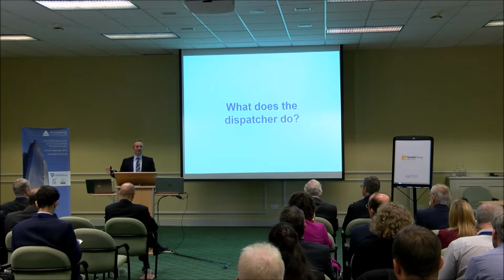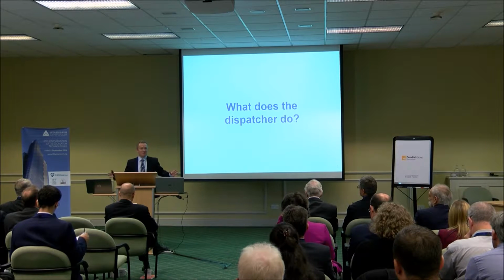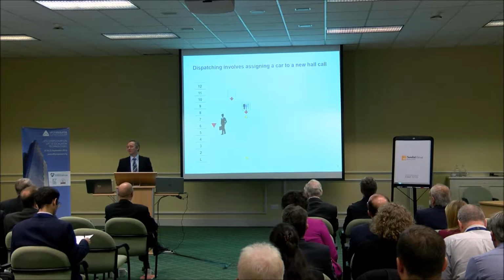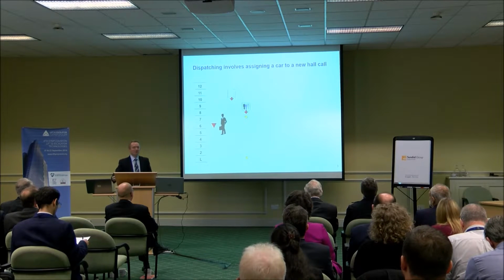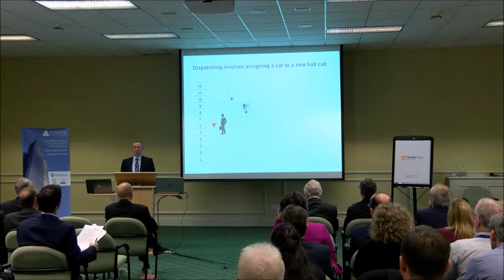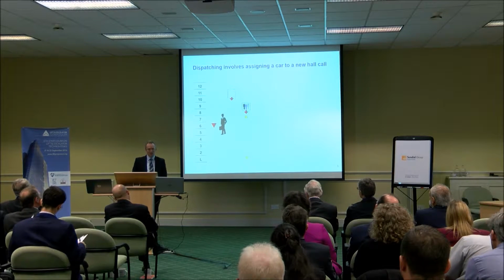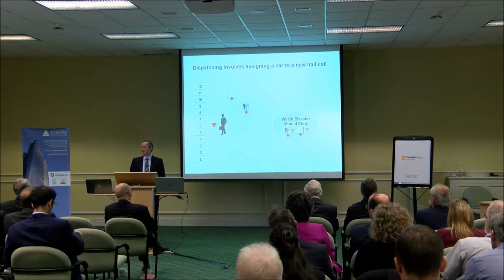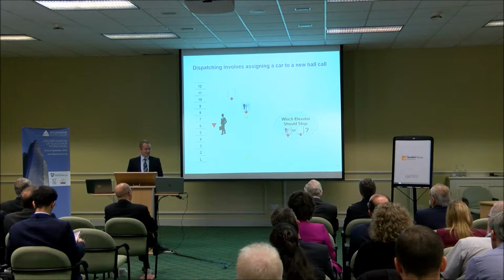So I thought we'd start off with what a dispatcher does. I'm sure most people in the room know what a dispatcher does, but I'll just review the sort of thing we're talking about when we talk about a dispatcher. A dispatcher involves assigning a car to a new hall call. So we've got Fred, he's on the 6th floor and he wants to go down, and he presses a button, and we've got to decide which lift is going to stop, A or B in this instance.